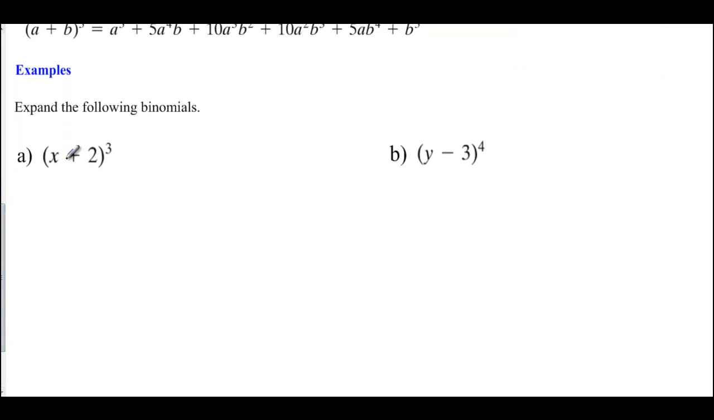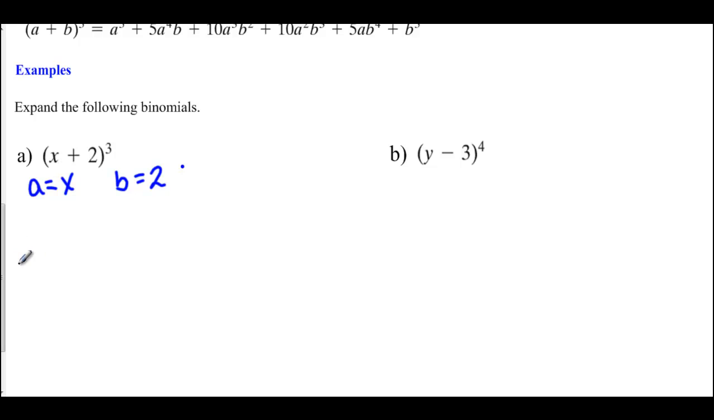All right, so this one's not bad. So we've got x and we've got 2. So our a, or our first term, is just our x. Our b, or our second term, is just a 2. So I'm going to show you guys the way I typically do it.